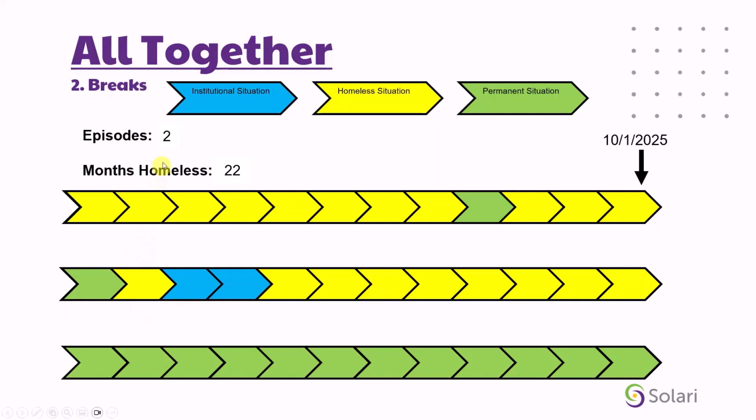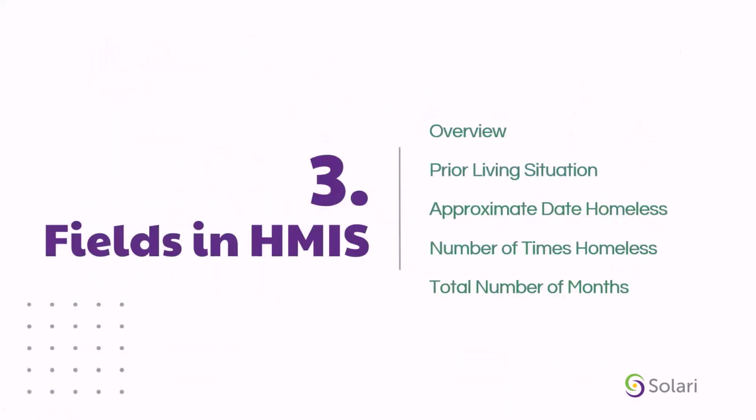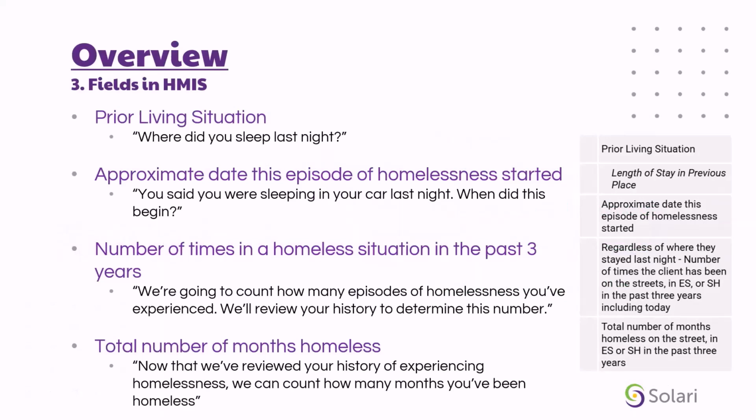And as a result, we have no additional episodes of homelessness and no additional months of homelessness, but this does complete our timeline that we've gathered with the client. Next, we're going to review some fields in HMIS because it's important to understand how this data is collected and how breaks work for both permanent and institutional situations, but there are relevant fields in HMIS that help us collect that information. So first, we'll do a quick overview.